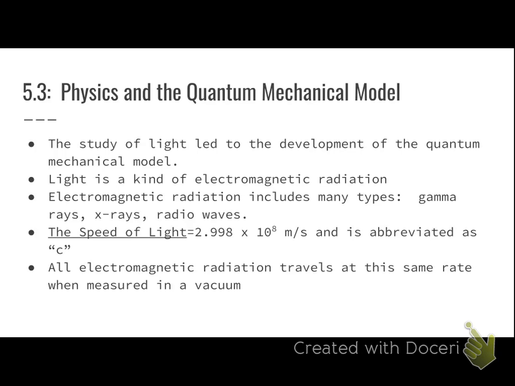Light is a kind of electromagnetic radiation, and electromagnetic radiation includes gamma rays, X-rays, radio waves, along with microwaves, ultraviolet radiation, and infrared radiation, among others. All of these types of radiation are going to travel at the same speed whenever they're in a vacuum, which is 2.998 times 10 to the 8th meters per second. And this is often abbreviated as C whenever we're doing math problems.